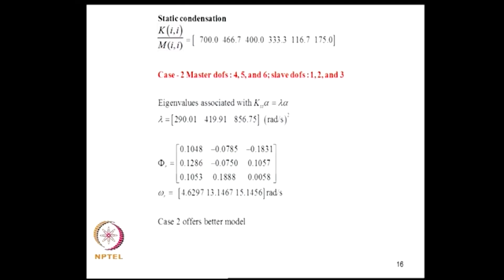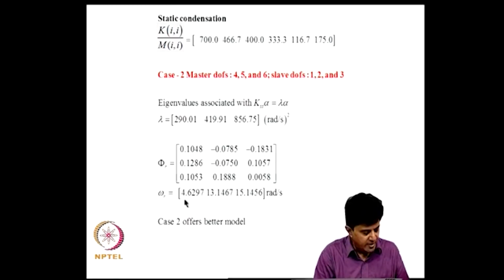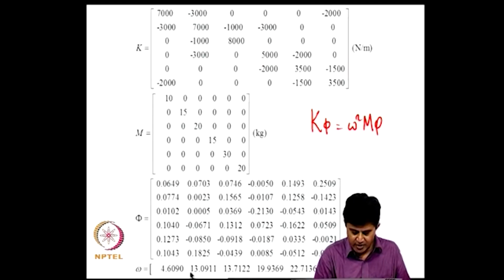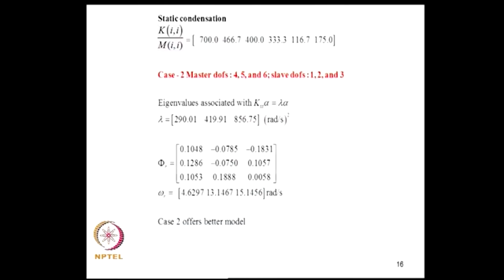Okay. Now the reduced model looks like this, and I get the 3 natural frequencies to be this. So we see here 4.6, 13.1, 15.14. So relatively speaking, a better reduction has been obtained through this choice of master and slaves. So at this stage we should notice that in the reduced model, the frequencies that I obtain do not match with any of the natural frequencies of the global model.